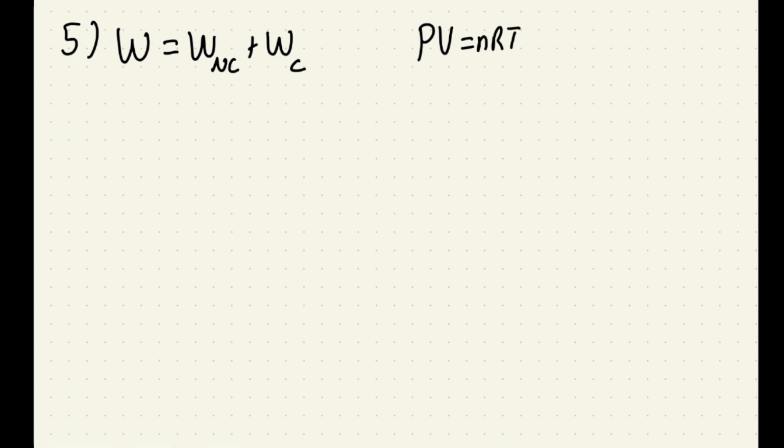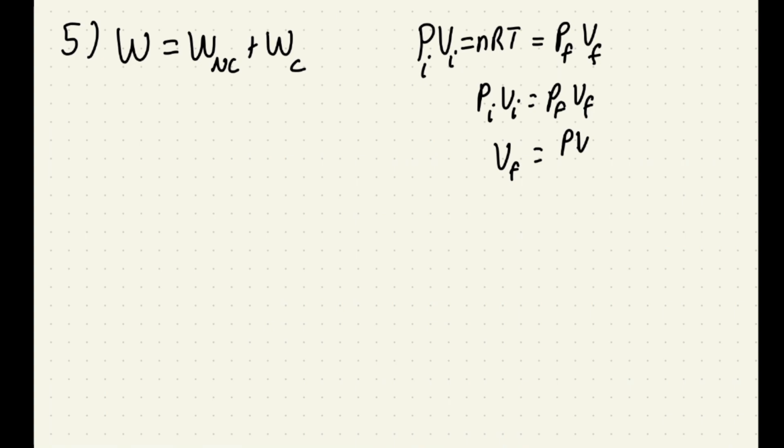And let's say that we wanted to know something about P and V. So we could say P initial, V initial is equal to nRT, which has to also equal P final times V final. And then we could solve this equation, say P initial, V initial is equal to P final, V final, and maybe solve for our final volume, which is P initial, V initial over P final. If you remember, this was one of our laws.